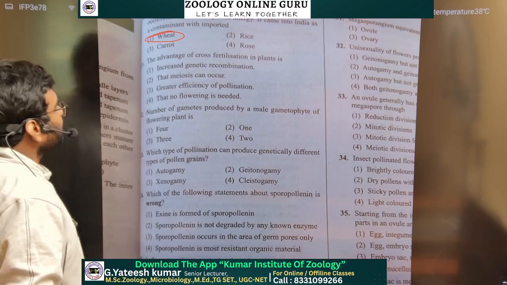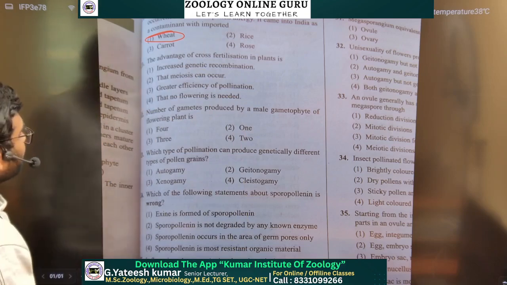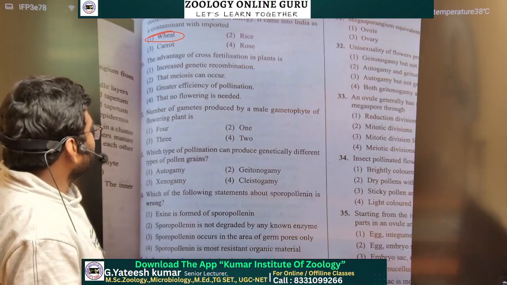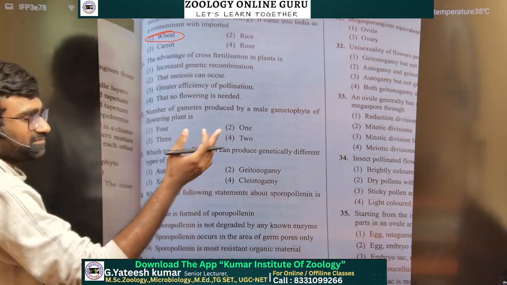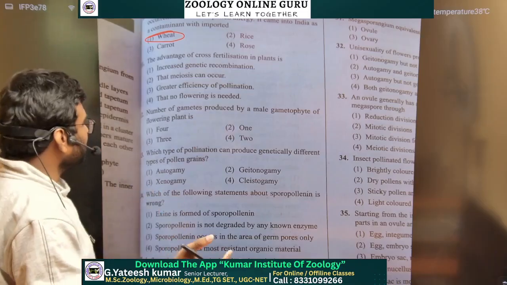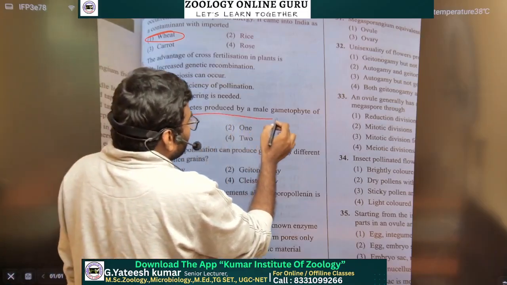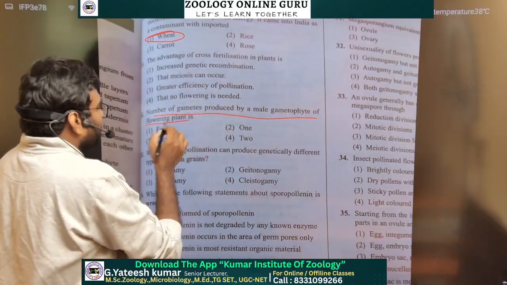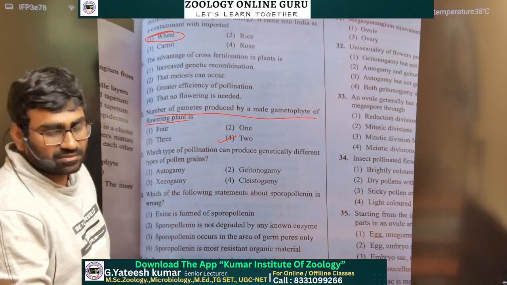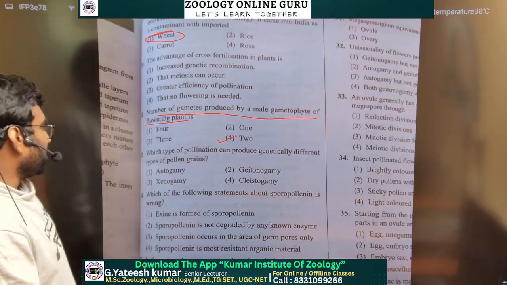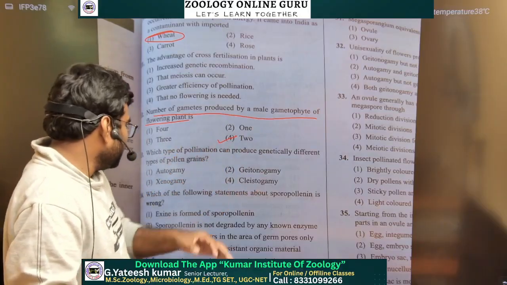Next question. The advantage of cross fertilization in plants is increased genetic recombination, which we are going to discuss after completion of the fertilization topic. Next question. Number of gametes produced by the male gametophyte of flowering plants. In general, two male gametes are produced. And which type of pollination? This we can also discuss later.